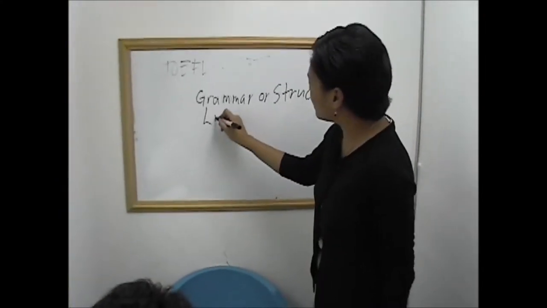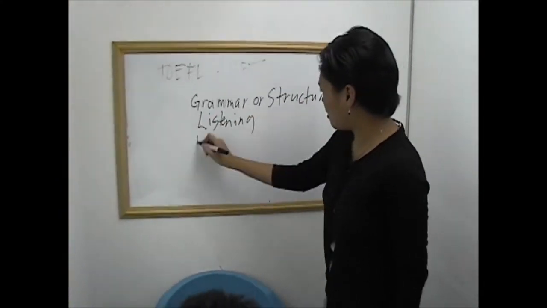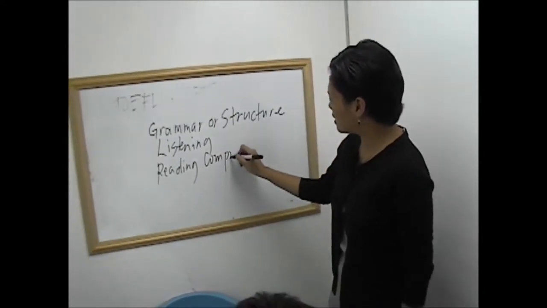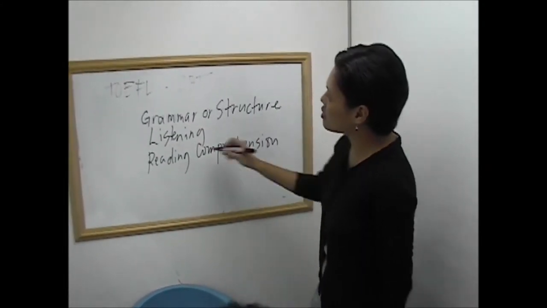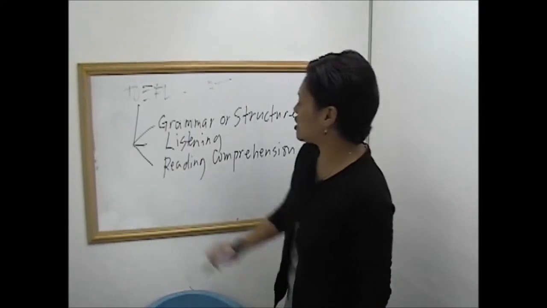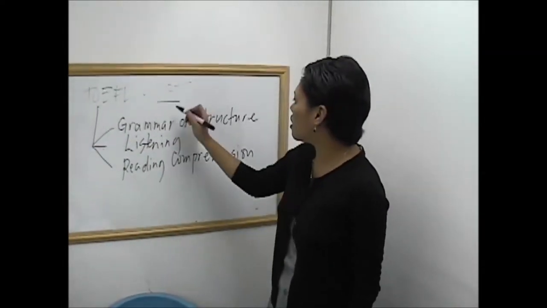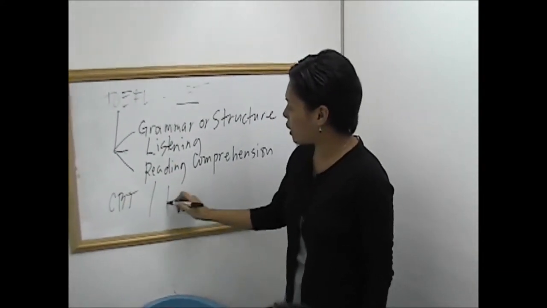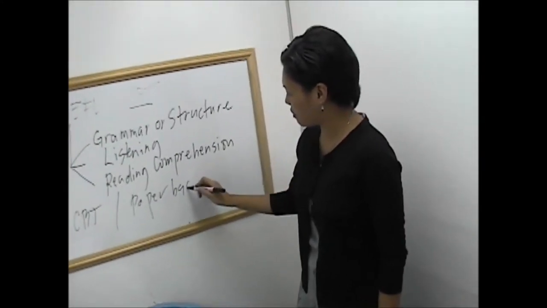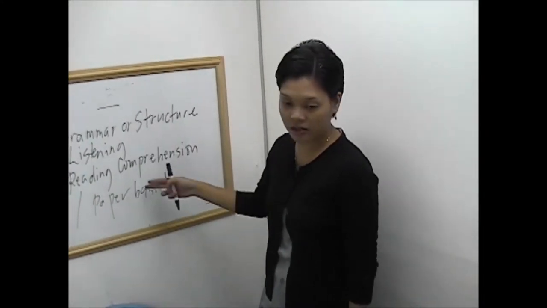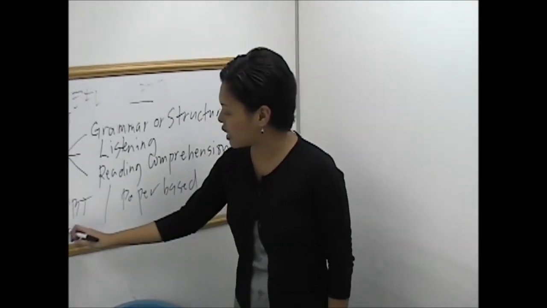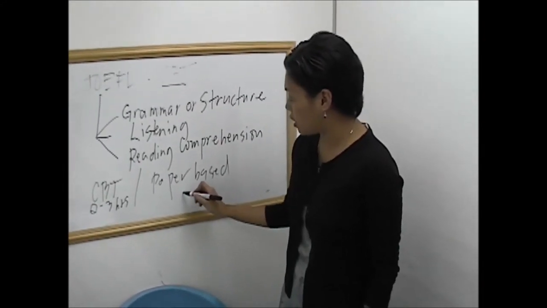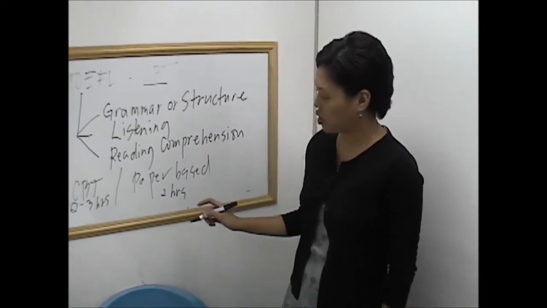What we call structure. Then we have what we call listening and reading comprehension. These are the parts of the CBT test which you're going to take if you're going to take the CBT program. Now, like I told you yesterday, we have the CBT program or the paper base. Each of these has the same parts, but the only difference is that CBT would take at least 2 to 3 hours, while the paper base is within only 2 hours maximum.